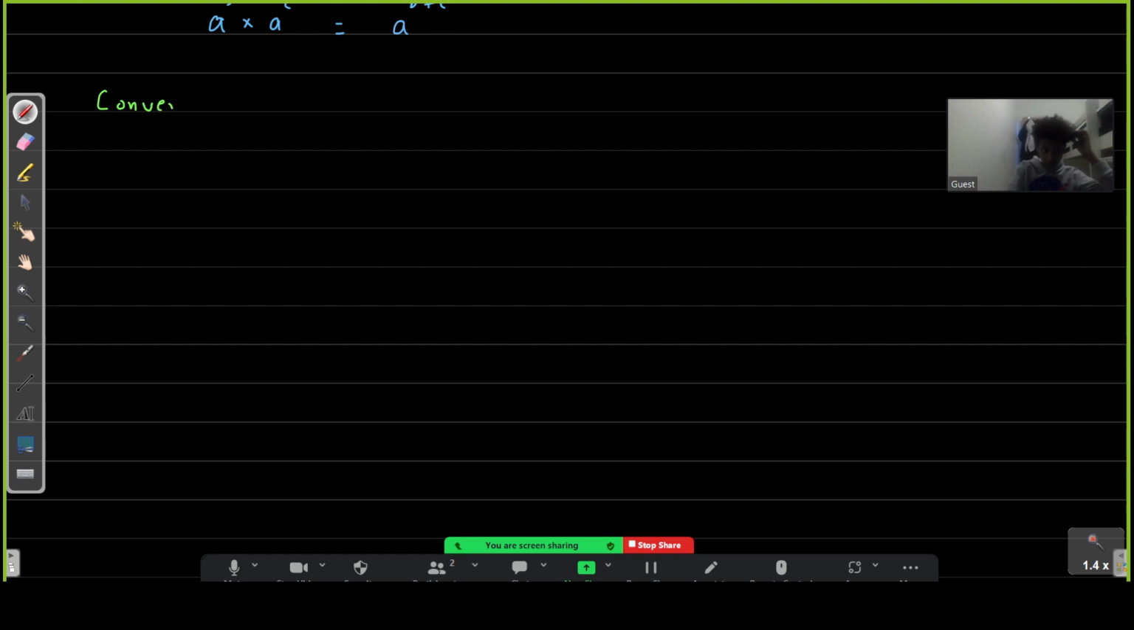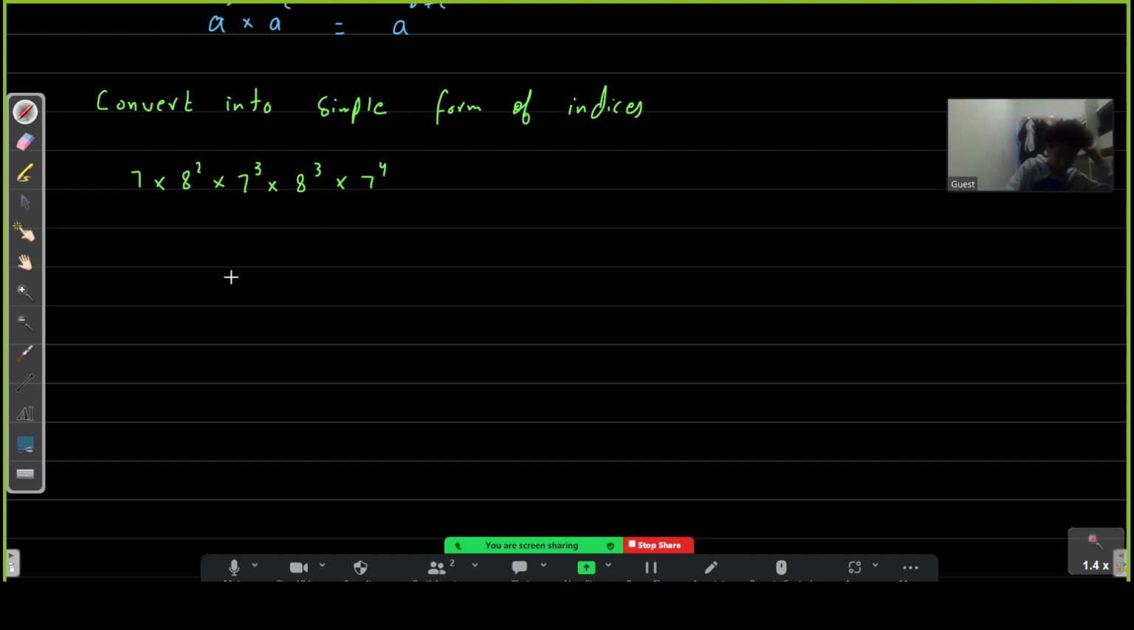Question: convert this into simple form. 7 multiplied by 8 square multiplied by 7 cube multiplied by 8 cube multiplied by 7 power 4. So first we need to arrange the similar bases. Those bases which are similar we will combine together. So 7 cube and 7 power 4 have the similar bases. So I'm going to write down here 7 multiplied by 7 power 3 multiplied by 7 power 4, and further, 8 square multiplied by 8 cube.